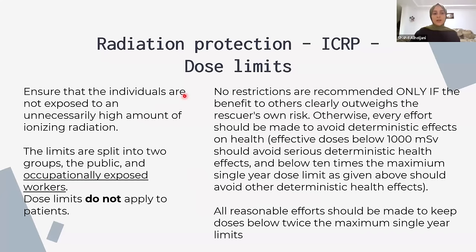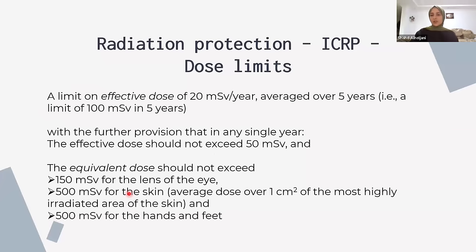Now for the dose limits. Again, this is to ensure that individuals are not exposed to an unnecessarily high amount of ionizing radiation. So this will only apply to occupationally exposed workers. You don't think about those limits when you think about patients. So in patients, you don't think about those limits, but for the occupationally exposed workers, for example, the radiologist himself, you need to think about the dose limits. So what do you need to focus on? There are some numbers you need to remember. A limit of the effective dose of 20 millisievert per year, averaged over 5 years, and the equivalent dose should not exceed those numbers.